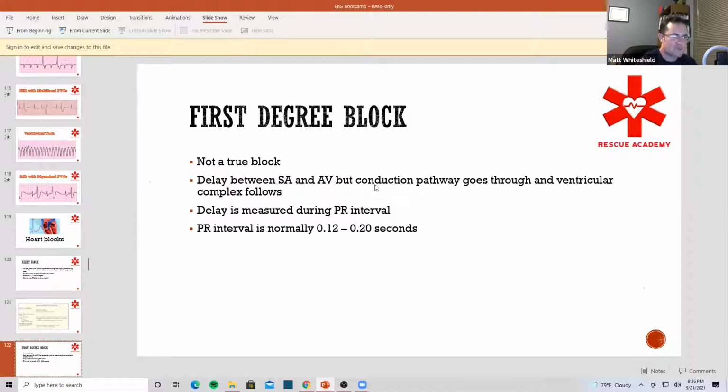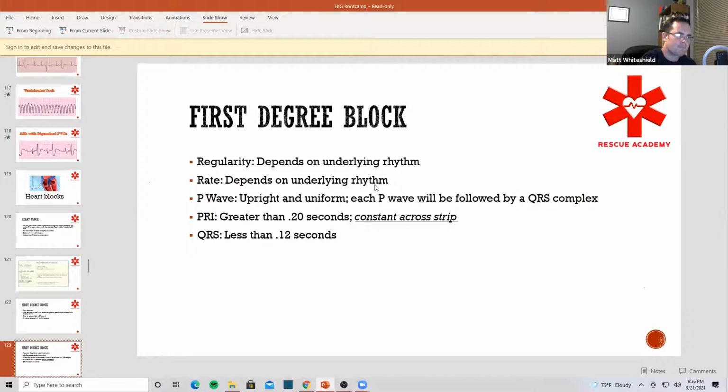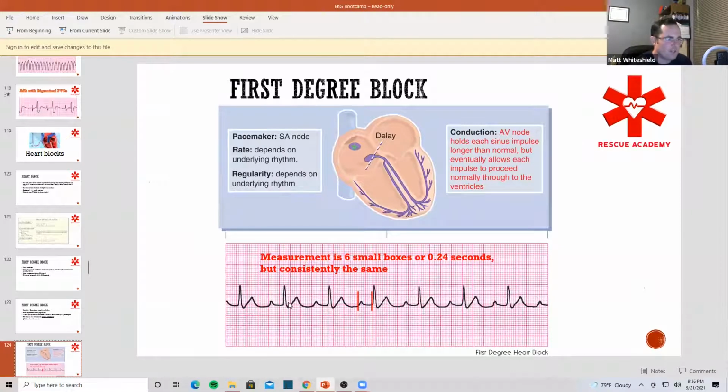Let's look at the first one, first degree block. Remember, we're looking at the PRIs, right? The PRIs are going to be greater than 0.20 seconds, constant across the strip. Nothing changes. It is basically a normal sinus rhythm with a wide PRI for no reason. Okay, so we take a look at this one. We know this one says it's 0.24 seconds, right? So it's 6 little blocks instead of 5. And that's, remember, starting at the beginning of that P wave and going all the way to the QRS complex. That's all a first degree block is.